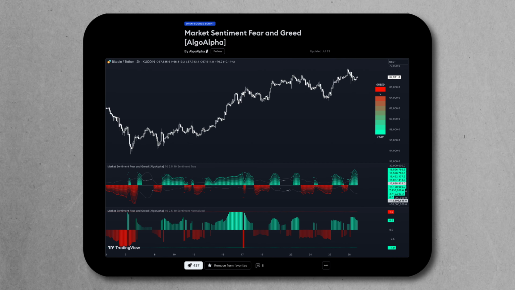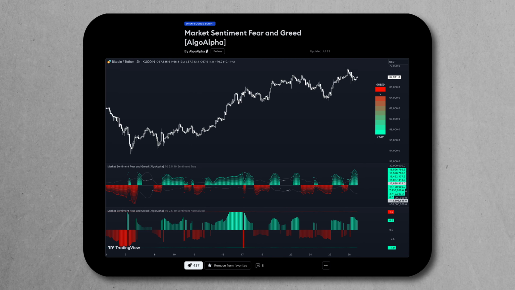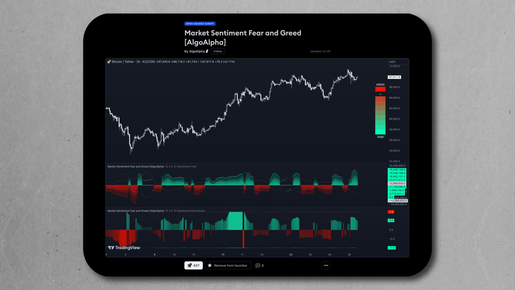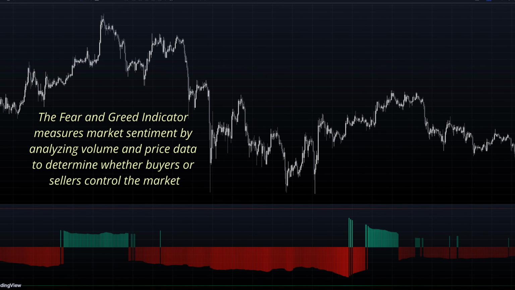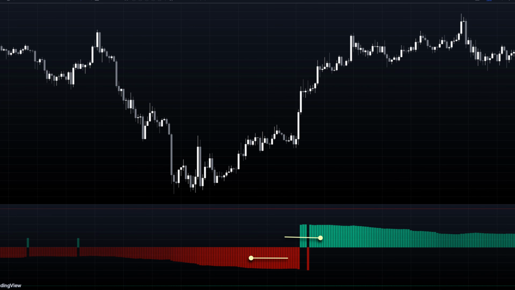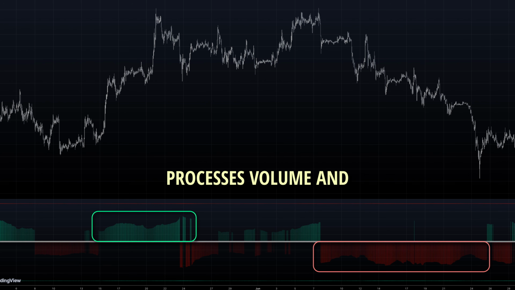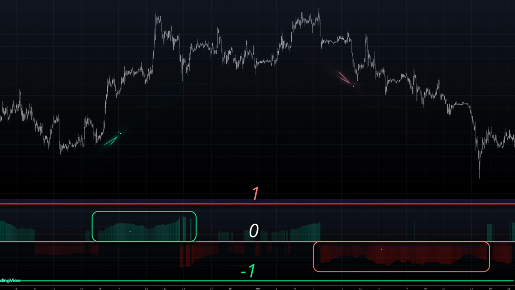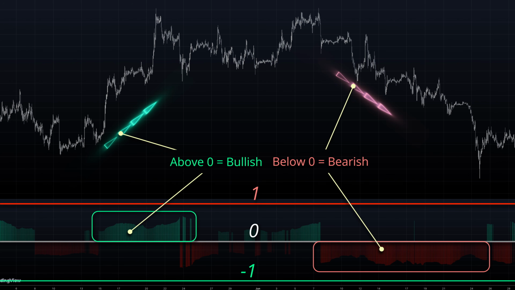We've reviewed this indicator in our previous videos, so here's a brief overview and use case. The Market Sentiment Fear and Greed indicator analyzes market psychology by calculating a sentiment score from volume and price data. It measures whether buyers, greed, or sellers, fear, are controlling the market. The indicator processes volume and closing prices to determine market direction, comparing up and down volume to establish bullish or bearish sentiment within a -1 to 1 range.